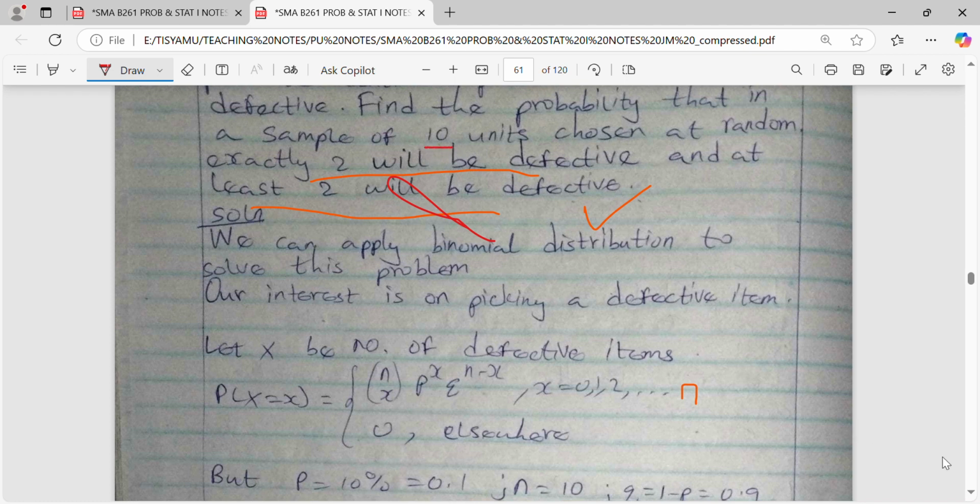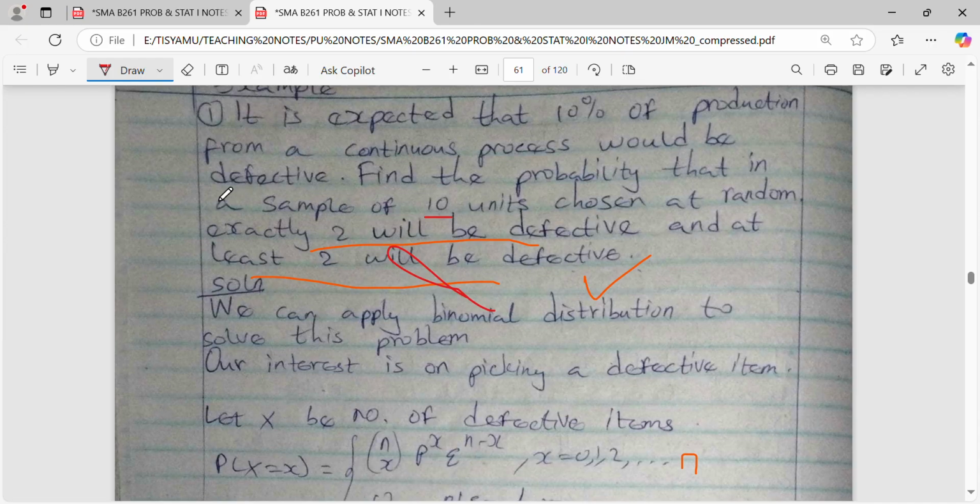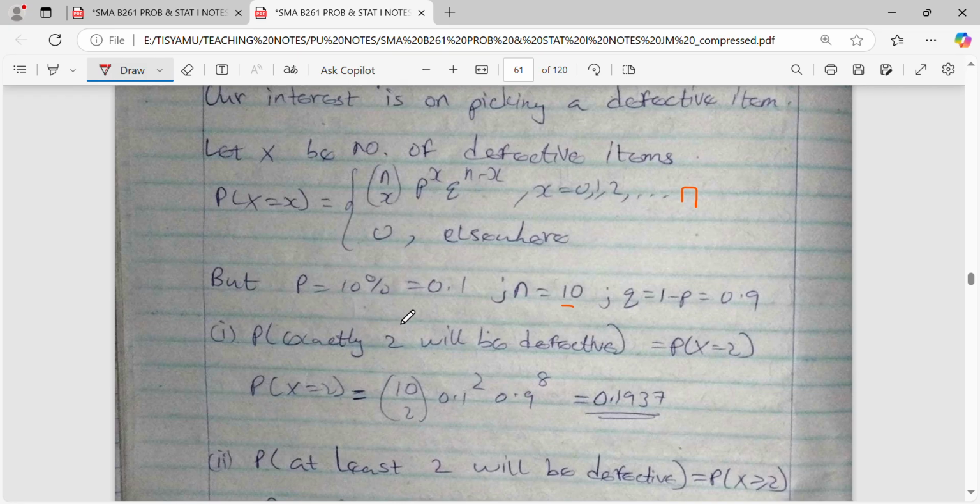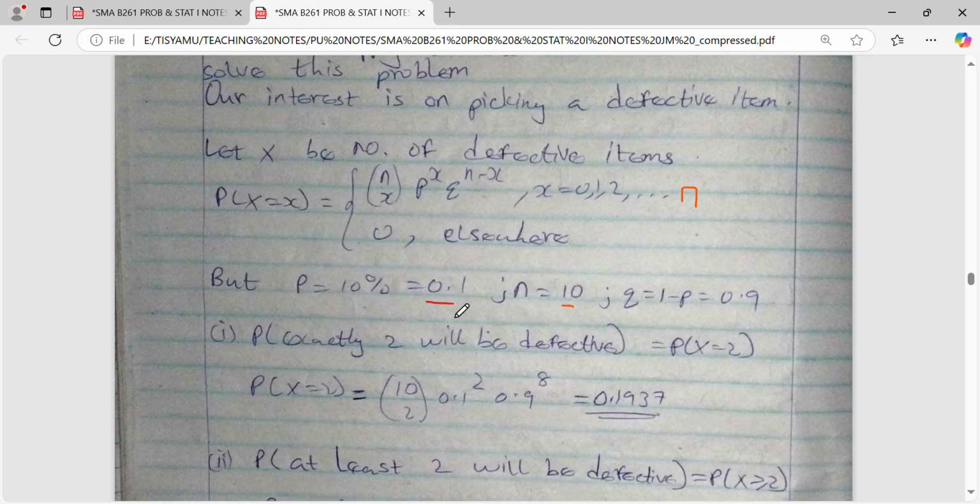So n is 10. P is the probability of success. We are talking about defective, and you're saying 10% of production will be defective. So the probability of success is 10 over 100, which is 0.1, because we are talking about 10%. Then q, which you know is 1 minus p, will be 1 minus 0.1, which is 0.9. And therefore, where there is n, we are going to substitute 10. Where there is p, we substitute 0.1. Where there is q, we substitute 0.9.